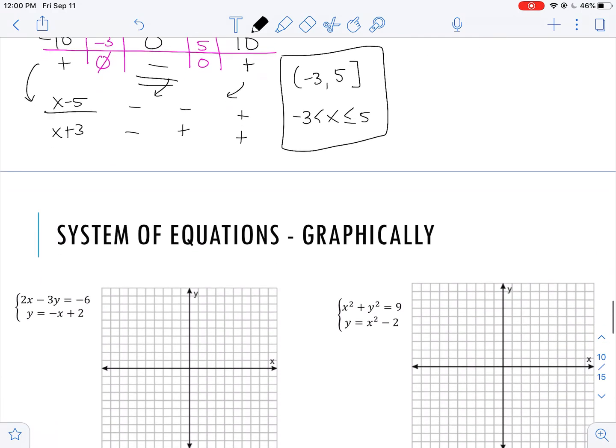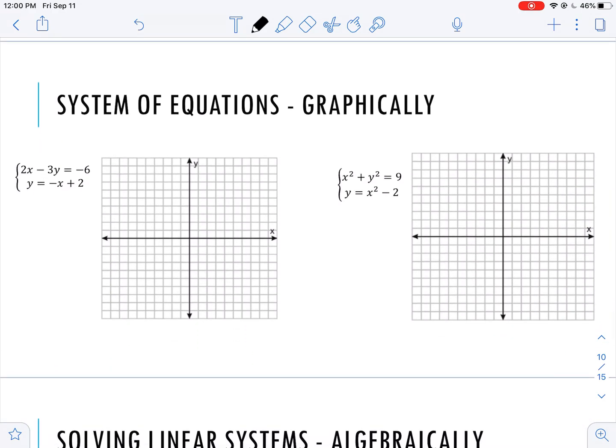And those are solving inequalities. We're also going to talk about how to solve systems of equations today. So if you wanted to solve a system of equations graphically, you're just going to graph them and see where they intersect. So that first one, 2x minus 3y equals -6, I'm just going to graph with intercepts.